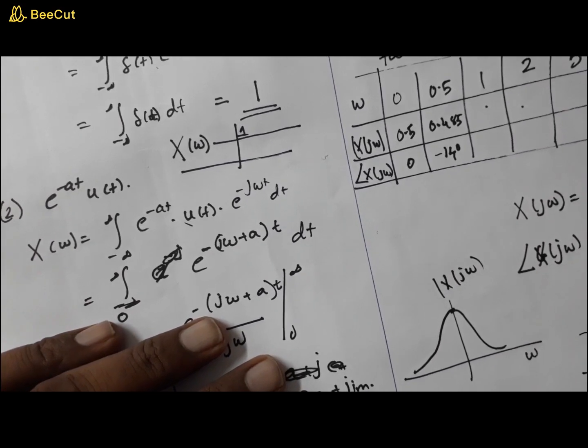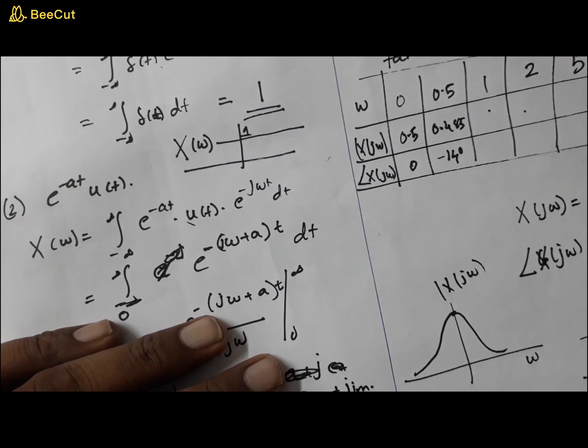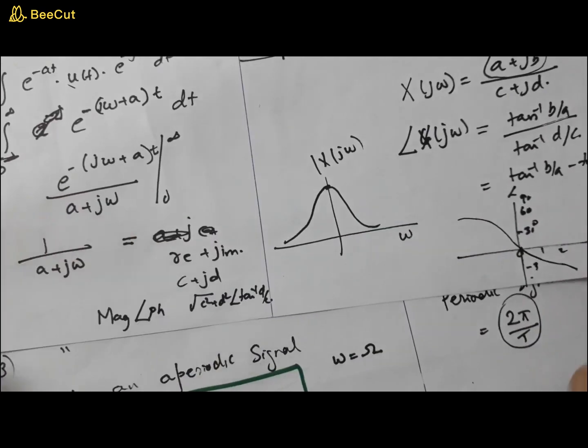Okay, so you may say this is 0, 1, 2, 3, etc. This is your omega. X of j omega is there. Then you can take this as, say, 30 divisions, 30 degrees. So this is your phase. Phase is expressed in degrees. So 30 degree, 60 degree, 90 degree, etc. So this will be minus 30, minus 60, and so on.